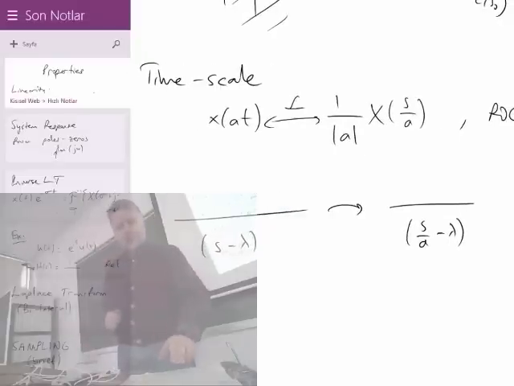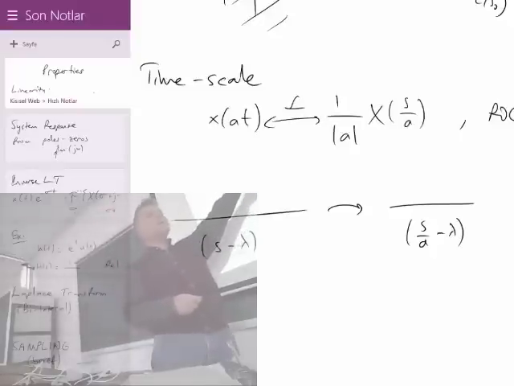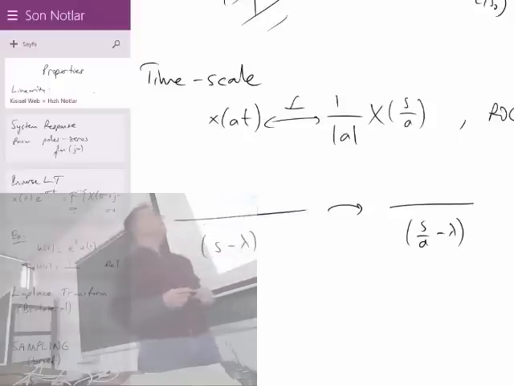So, that's the property that we have. The Laplace transform by itself is not a difficult property, as you see. It is similar to the Fourier transform properties. But the regions of convergence, we have to be careful.